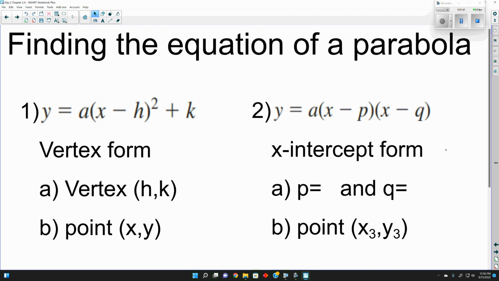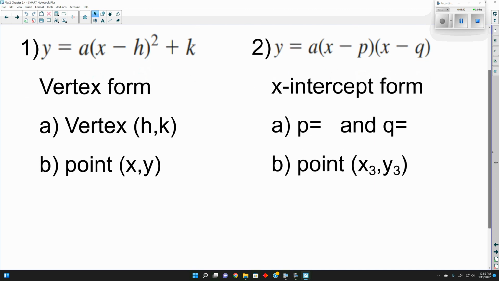Now, I put the point on your note sheet as x3 comma y3, because really what we could say is that one of the x values is x1 comma 0 and x2 comma 0. It's just a way to name a point. If we're given two x-intercepts, or essentially 2 points where the y value is 0, that's the x-intercept, and a third point, we're using this form. If we're given the vertex and a point, we're using vertex form.